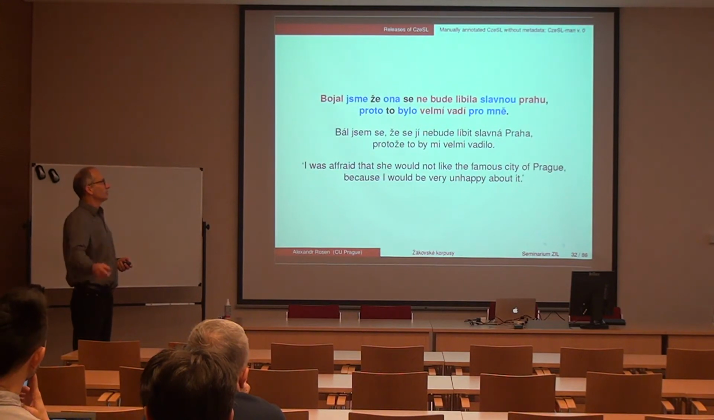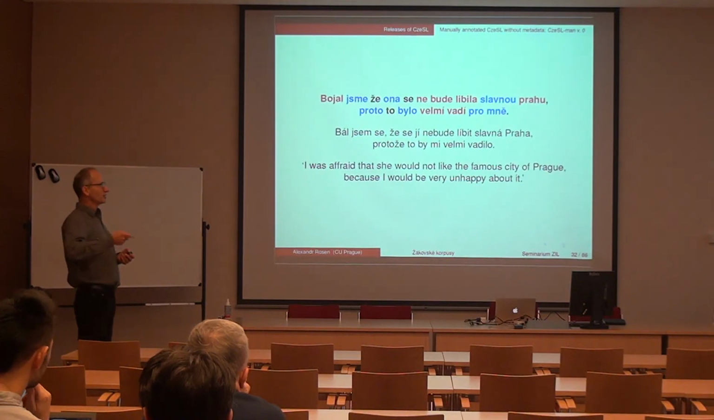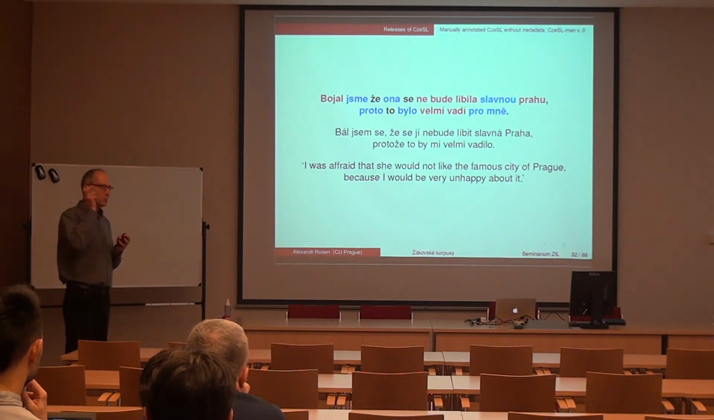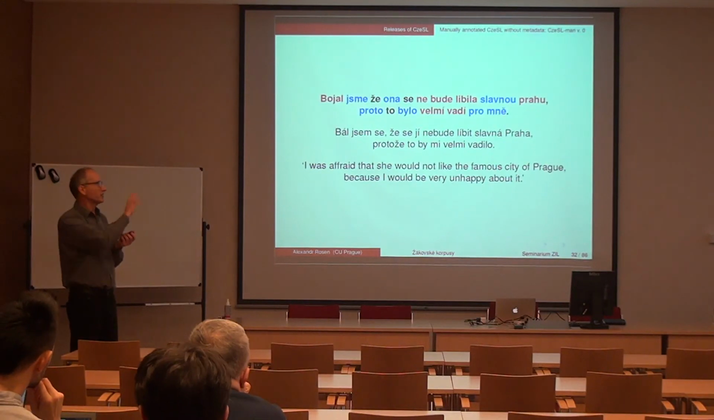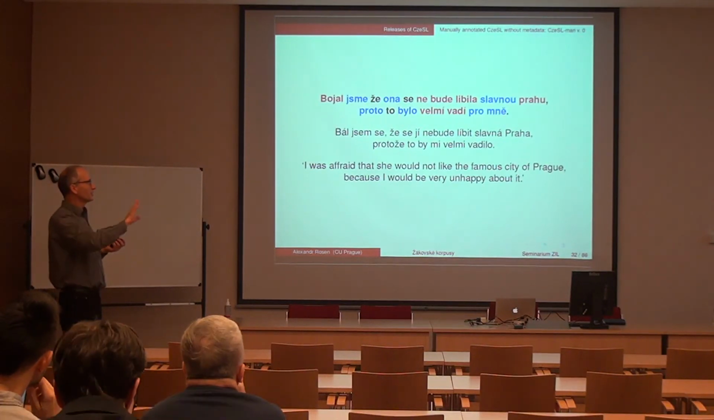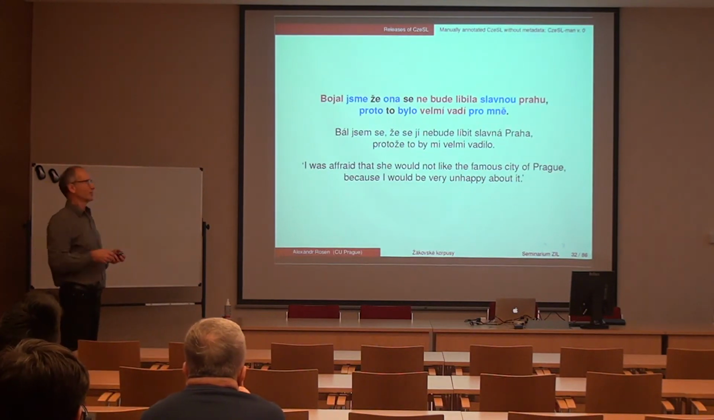Ona se nebude líbila slavnou Prahu. So it's something like "she wouldn't like old Prague." That would be correct in English, but in Czech the subject has to be Prague. It's something like in German. So Prague is definitely the subject. So: Praha se jí nelíbila.